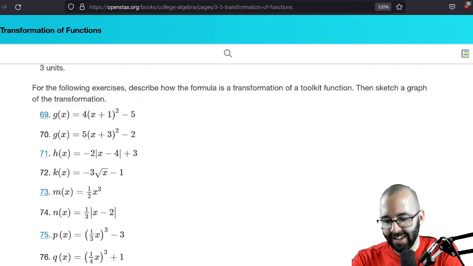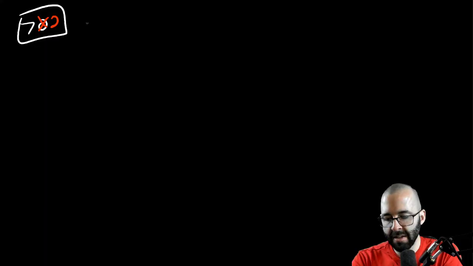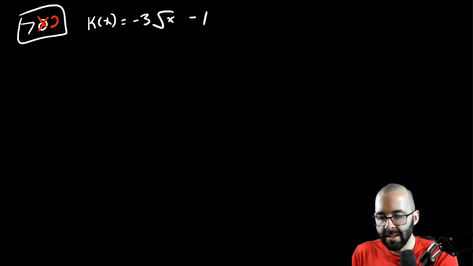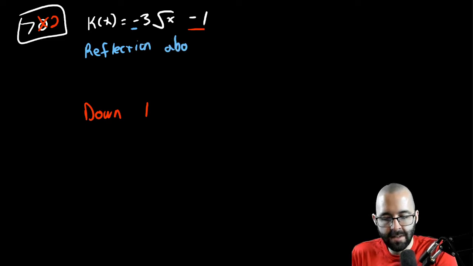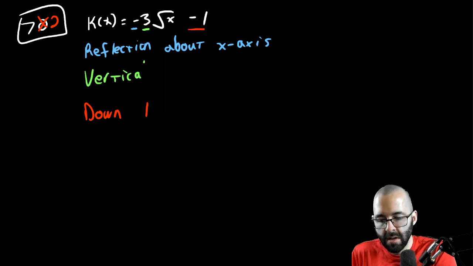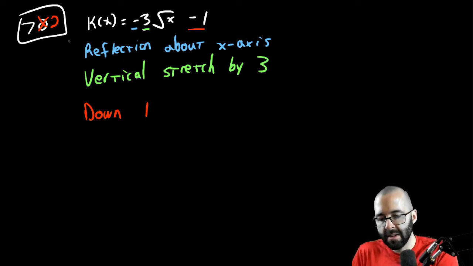All right, so k of x equals negative 3 times the square root of x minus 1. Horizontal shifts first. There are none. Vertical shifts last. That's going to be down 1. Now there's two other things. A negative on the outside is a vertical change, a reflection about the x-axis. There's also a 3 on the outside. That's a vertical stretch.